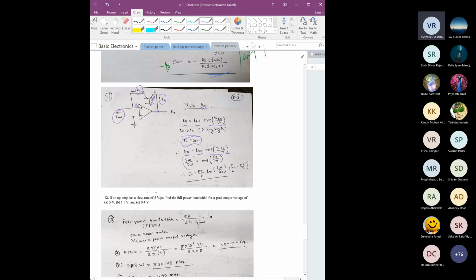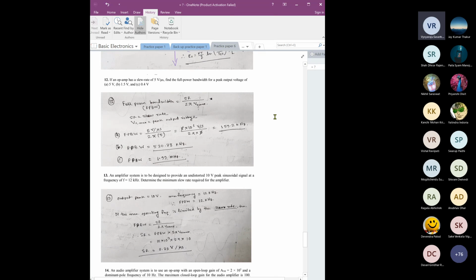Then we are doing some manipulation and expressing this E naught in terms of this. Just a simple manipulation, take logarithm on both sides and you will get these equations. Pretty straightforward, right? Is there any doubt for this question number 11? Okay, if not, then we can move to the next question.